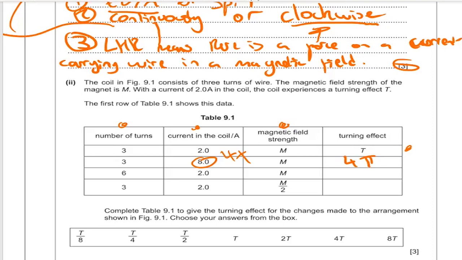Second one, current is unchanged from before. Magnetic field strength is unchanged. But the number of turns is now double as much.